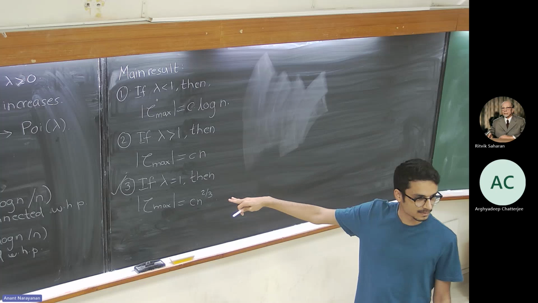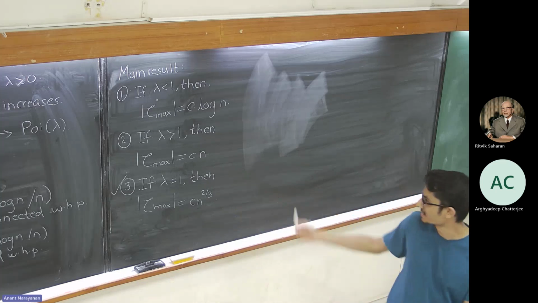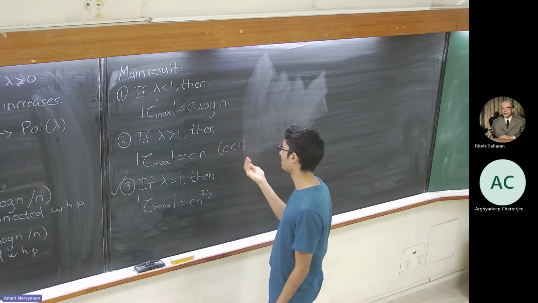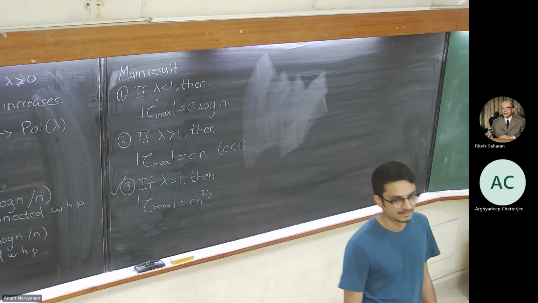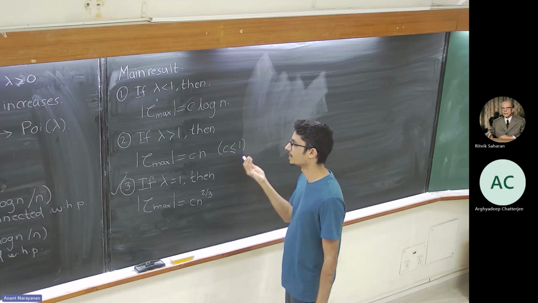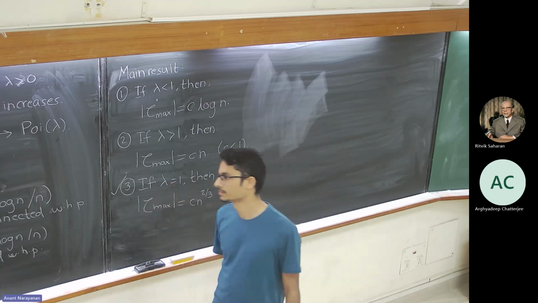In this case, C is less than 1, it can't be greater than 1. At some point it will become 1, at that particular point.